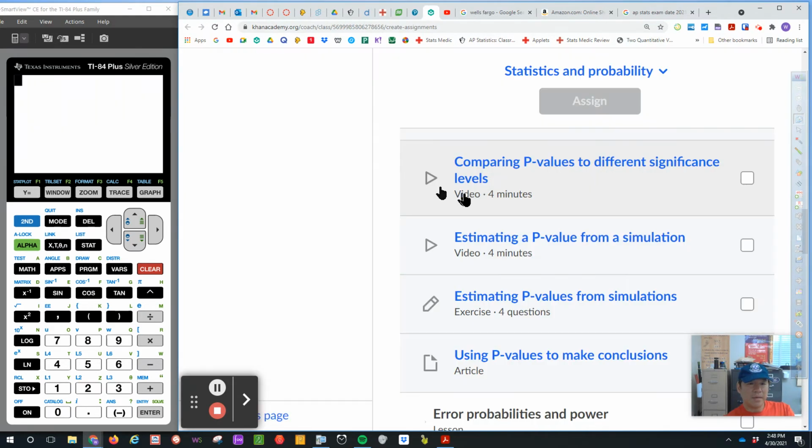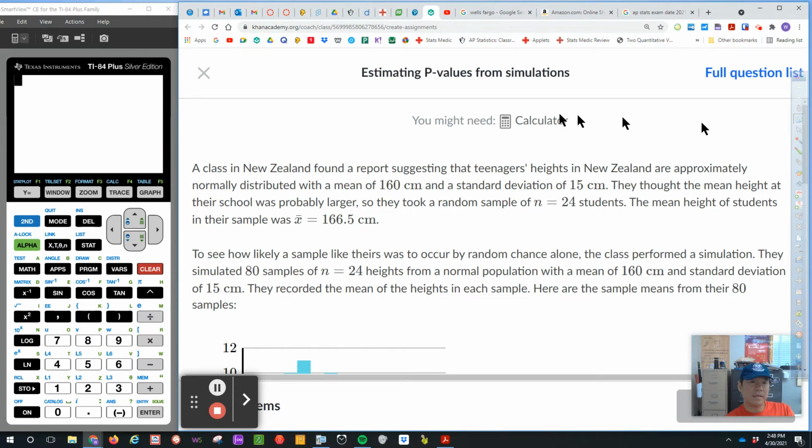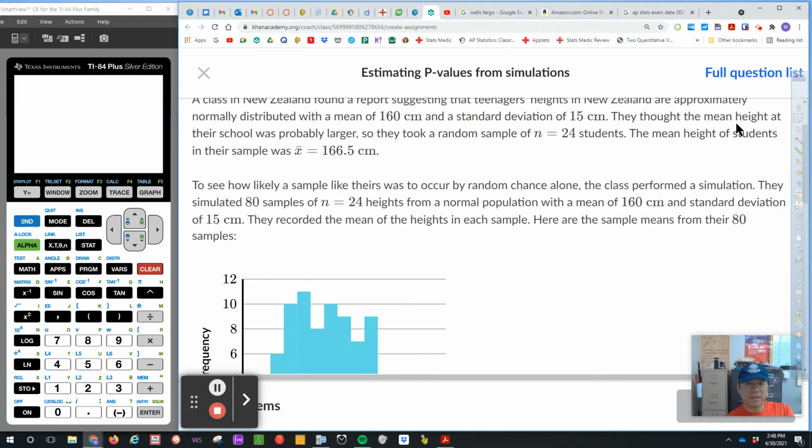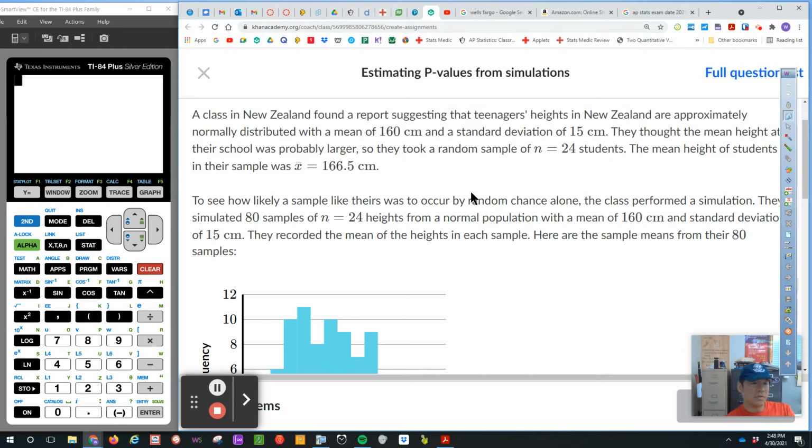So today we are going to do this exercise called estimating p-values from simulations, right? This is actually a very, very important idea, what a p-value is and the importance of simulation. So perhaps let me read through the questions and then we can discuss a little bit more about what p-values and simulation is.